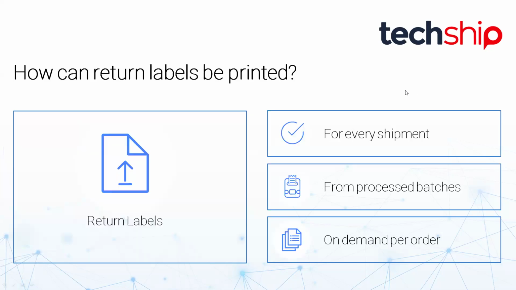Okay. So first of all, we need to understand how return labels can be printed in TechSHIP. These can be printed in three different ways. One of them is for every shipment, okay? Printing return labels for every shipment can be tied, or strongly tied, to a specific business scenario, okay?